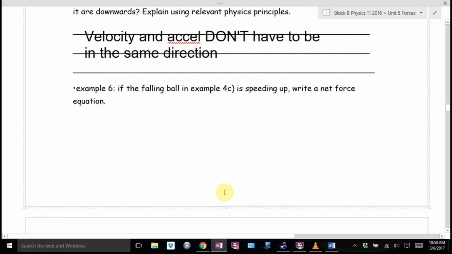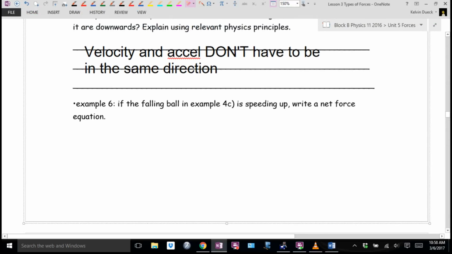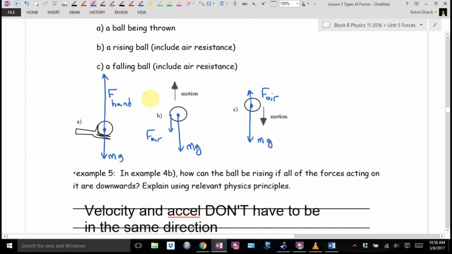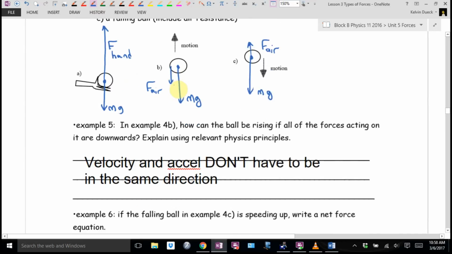In example 6, actually in part 4C, if the falling ball is speeding up, write a net force equation. I've scrolled down, but you have the free body diagram from part C. Who's winning? Look at the picture. Who's winning? Longer arrow. By the way, Connor, that's also why, if you do the arrow lengths longer and shorter, when I ask who's winning, it's pretty obvious. See the picture, 4C? Which is the longer arrow? Look at 4C. Which is the longer arrow? 4C is right here, is it not? It's right above. I just had to scroll down.